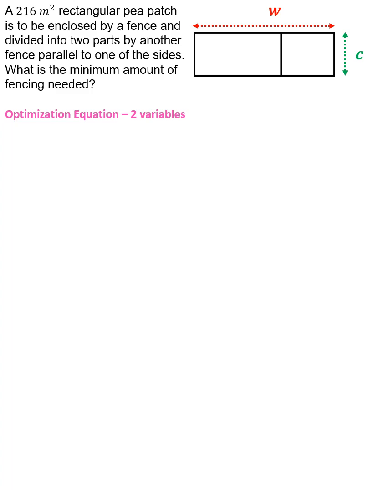Well, for that we'll need an optimization equation, and I like to start with an equation that has two variables, and we'll use W and C as those variables here. It doesn't matter what we call them, those are just random letters I picked. So the amount of fence that we'll need can be represented by 3 times C, because there are 3 fence segments of length C, plus 2 times W, because there are 2 fence segments of length W.